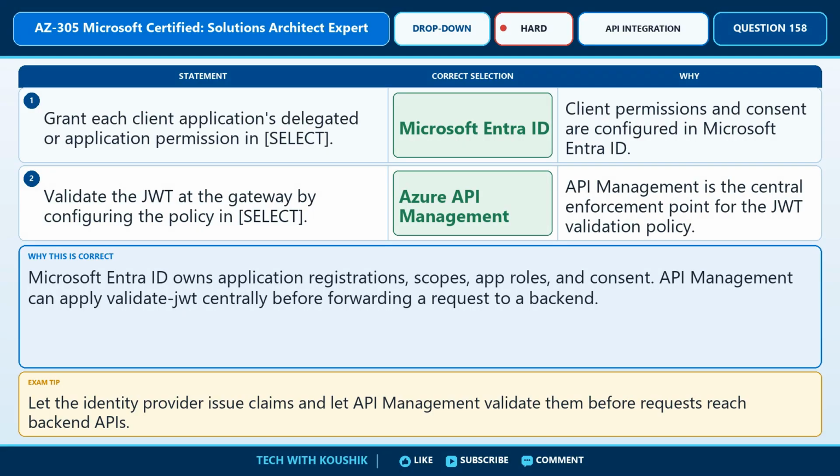The correct value for Statement 1 is Microsoft Entra ID. Client permissions and consent are configured in Microsoft Entra ID. The correct value for Statement 2 is Azure API Management. API Management is the central enforcement point for the JWT validation policy. A useful examination rule is this. Let the identity provider issue claims, and let API Management validate them before requests reach backend APIs.